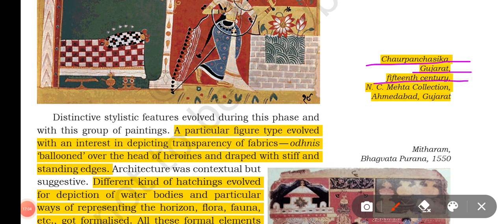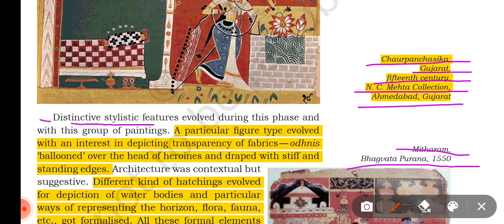Chaurapanchasika, Gujarat, 15th century, N.C. Mehta collection, Ahmedabad, Gujarat. Bhagavata Purana, 1550. Distinctive stylistic features evolved during this phase and with this group of paintings.